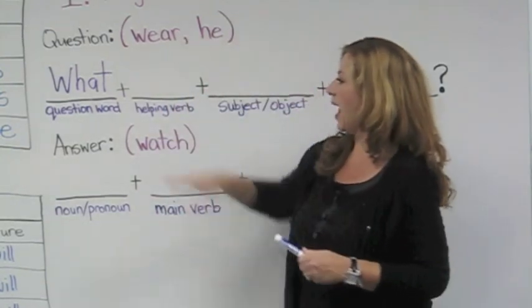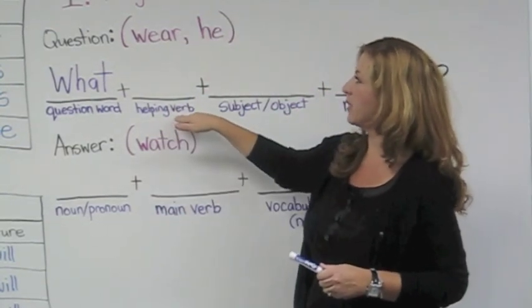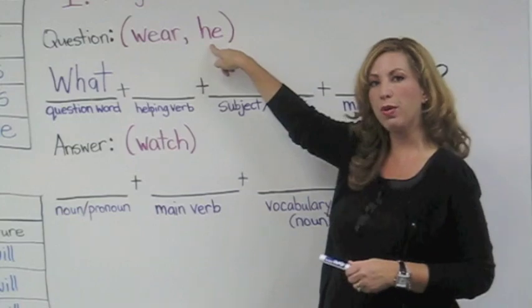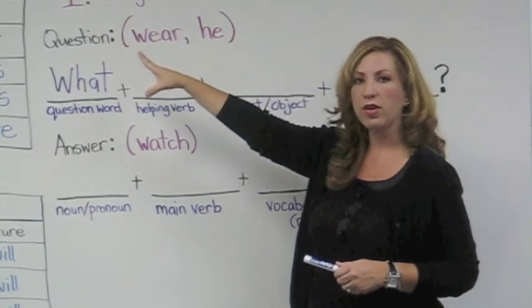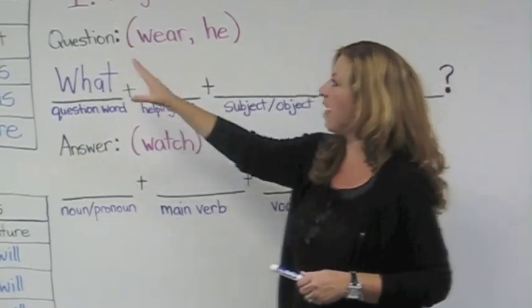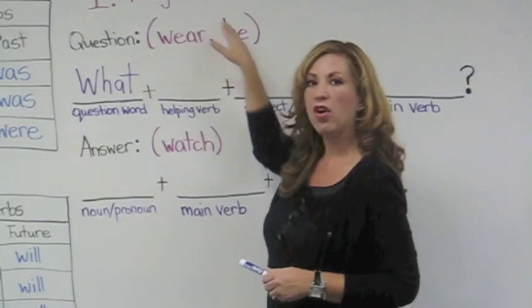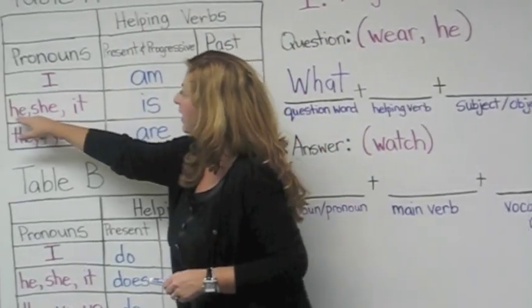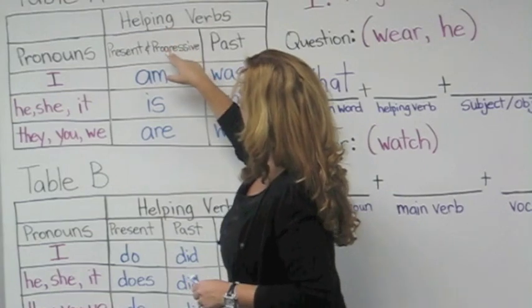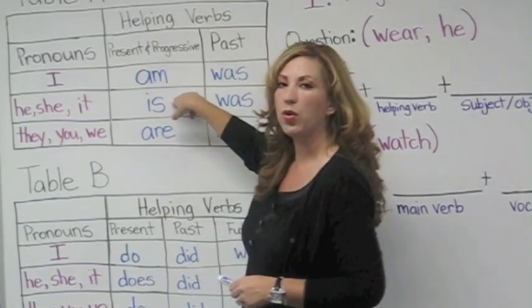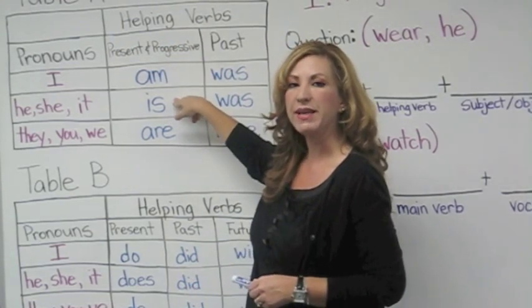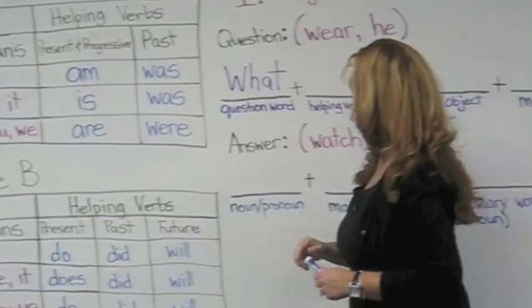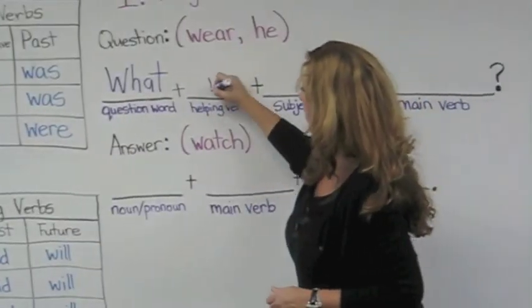What, and the helping verb is going to be determined by what is your pronoun. So now we're going to go to Table A and Table B and find the progressive for he. So here I could see he, and progressive is here. So the word that we're going to use is going to be is. So our helping verb is the word is.